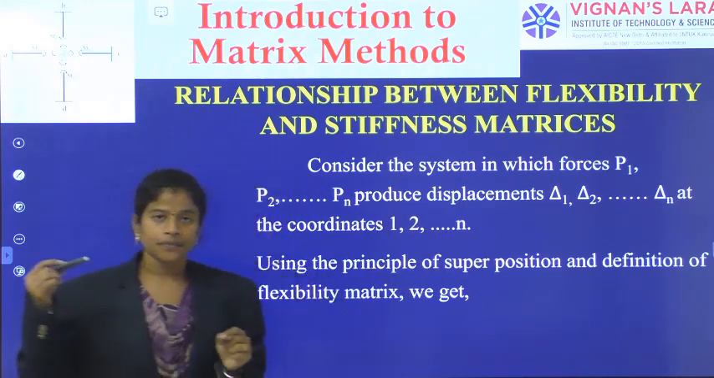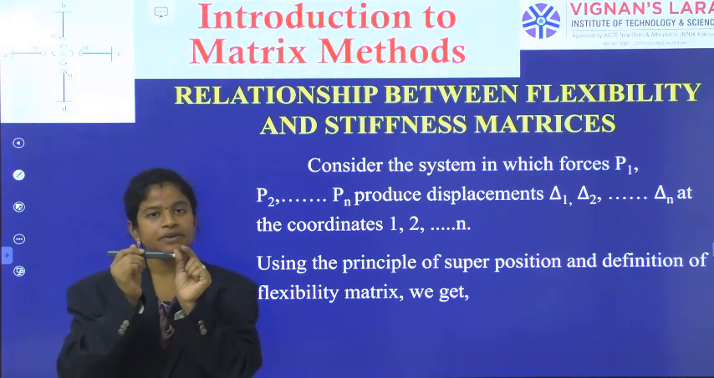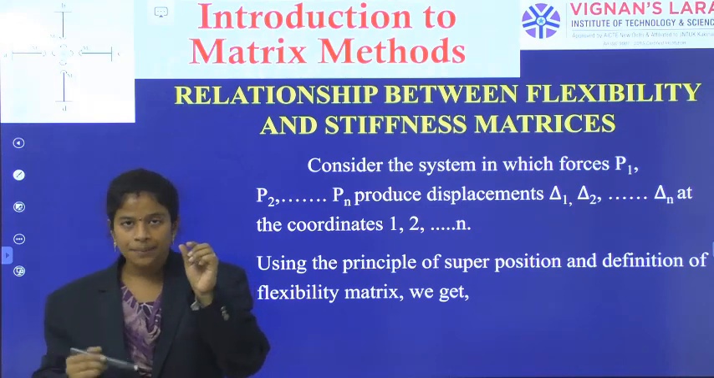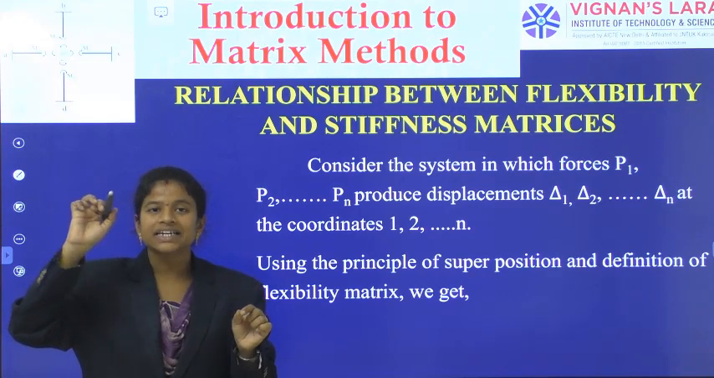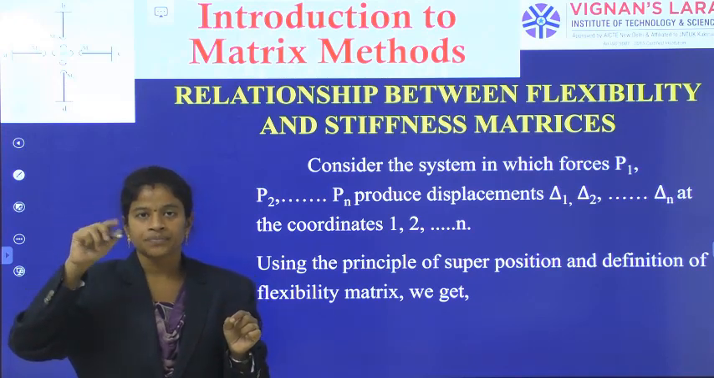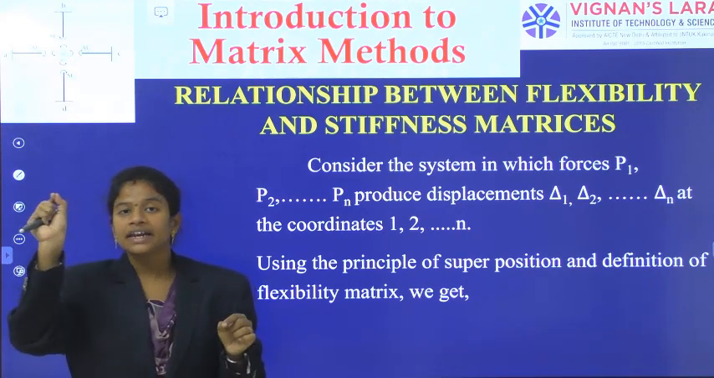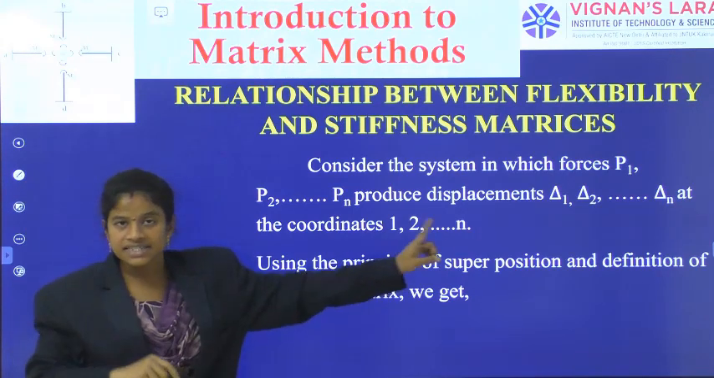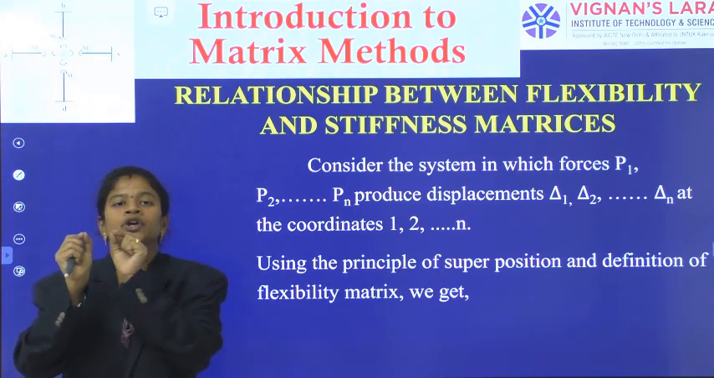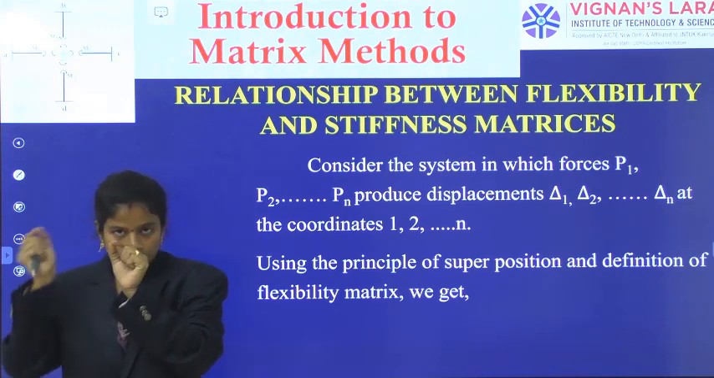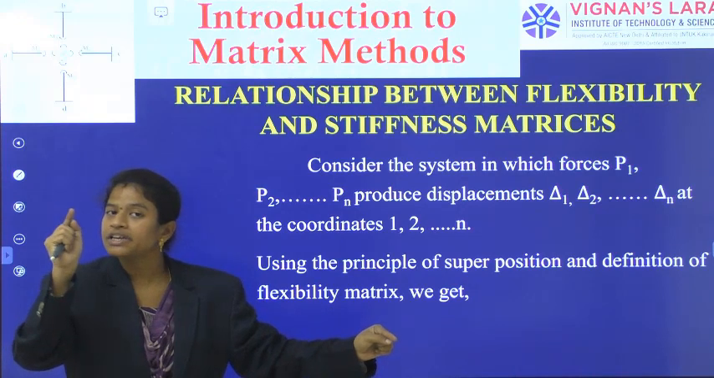So, due to the application of force in this direction, at that point what is the displacement? That is small delta. Due to the application of all forces in all the directions, finally, what is the resultant displacement at 1? That is this delta 1. Then small delta is at that particular instant: due to the force at this one, what is the displacement at this one?